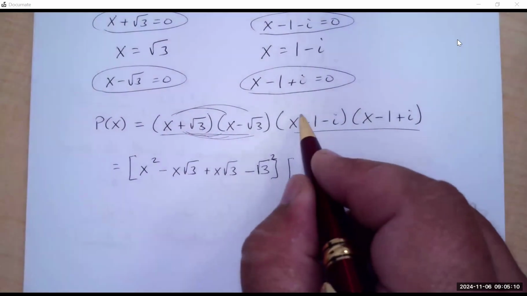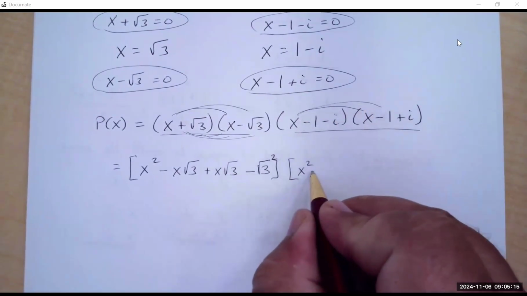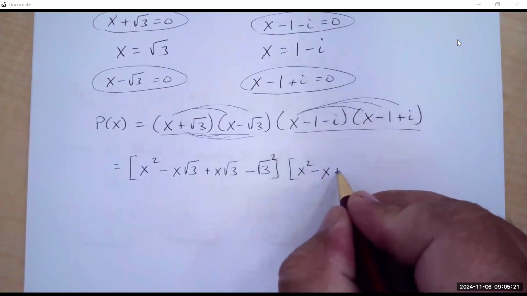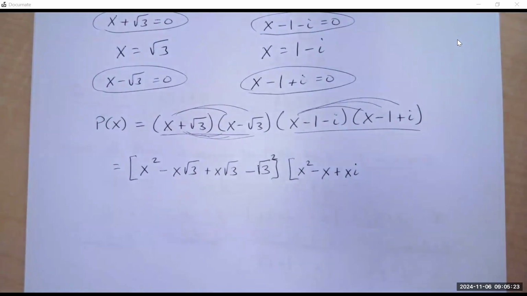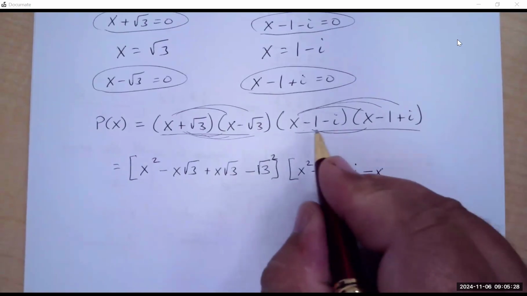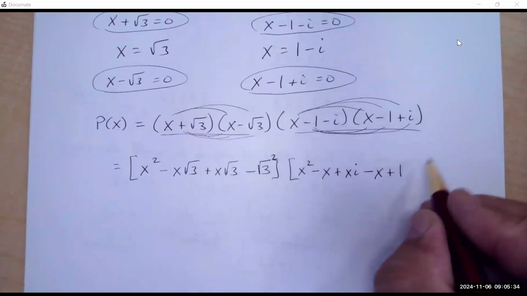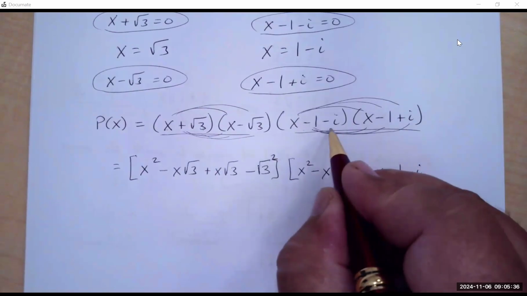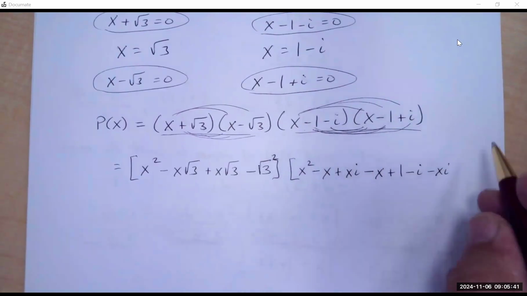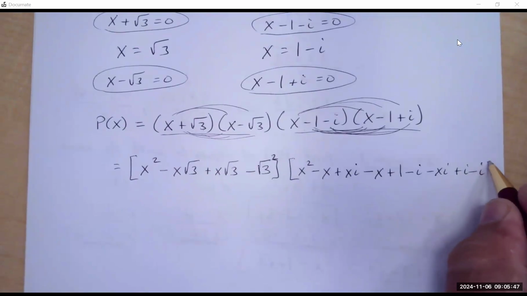And the second pair, x times x is x squared. Positive times negative is negative. X times 1 is x. Positive is a positive xi. Negative 1 times x is negative x. Negative is a positive 1 times negative i. Negative xi. Positive i. Negative i squared.